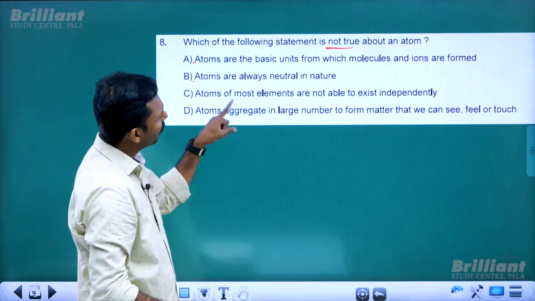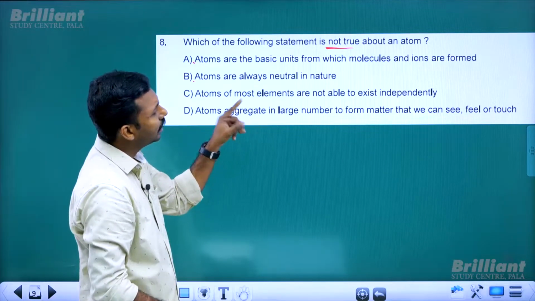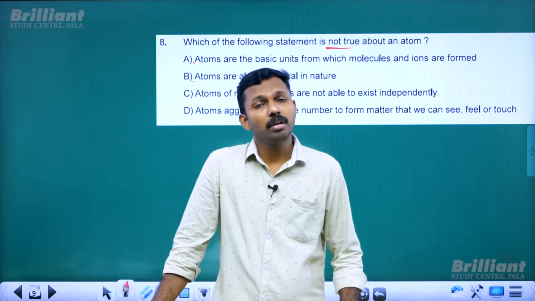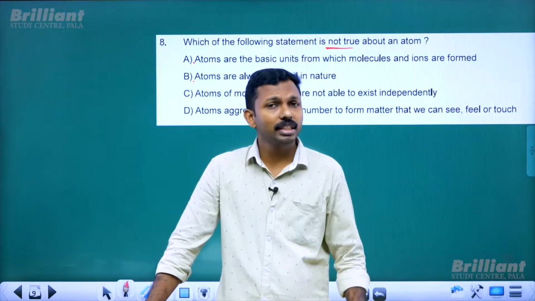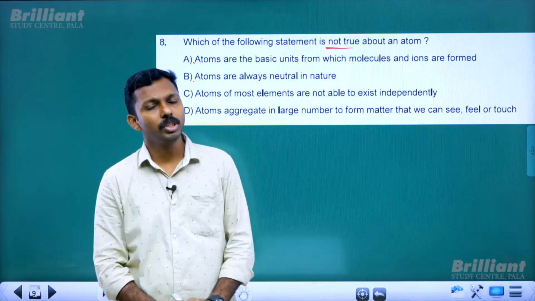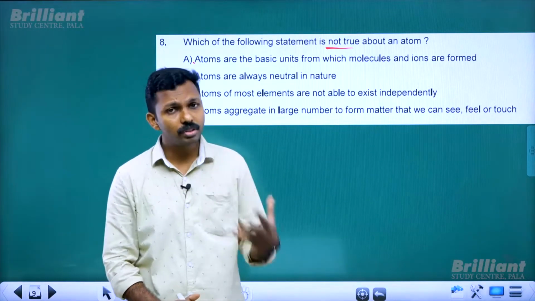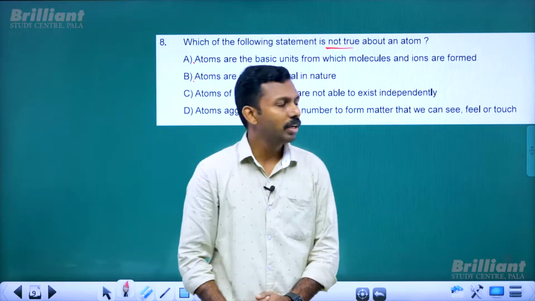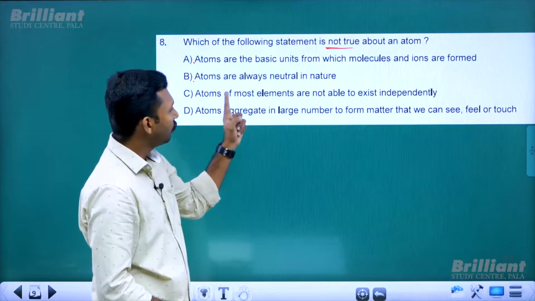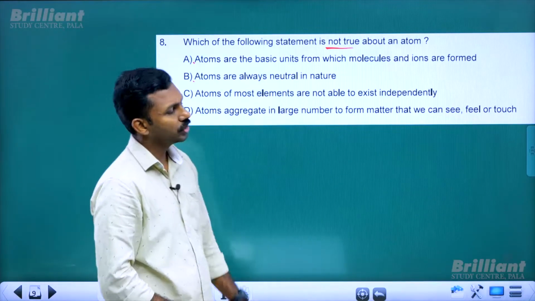Atoms of most elements are not able to exist independently. Yes, no doubts, we know. Almost all elements exist in combined forms. Only a few elements exist in free form. So atoms of most of the elements exist in combined forms because they are unstable. So atoms of most elements are not able to exist independently.